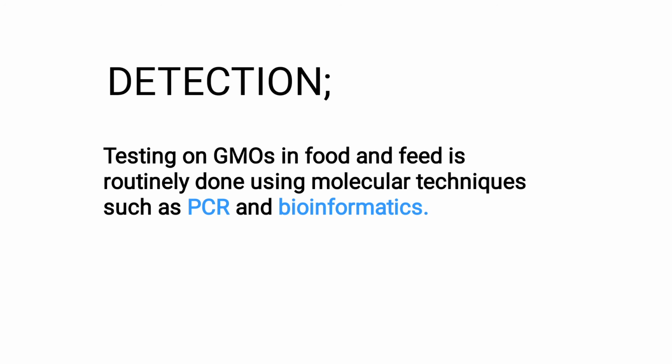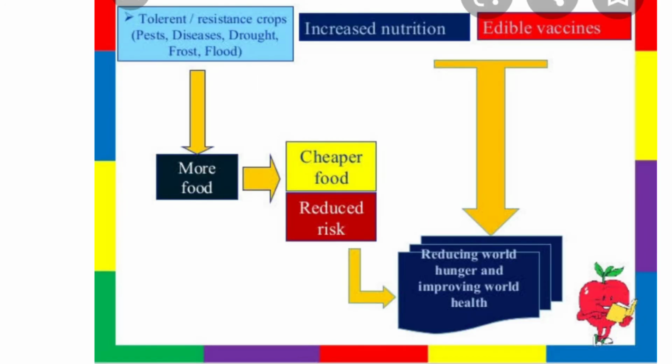Next is the testing of GM foods. Testing for GMOs in food and feed is routinely done using molecular techniques such as PCR and bioinformatics. In the next section, we discuss some basic characteristics of GM foods. For example, first is tolerant and resistant crops, which have the ability to fight pests, diseases, drought, frost, and floods.